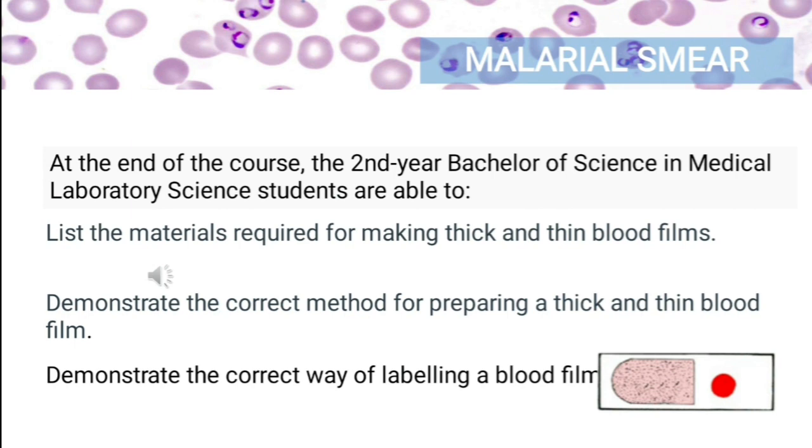Now let's proceed to the objectives of this lesson. First is to list the materials required for making thick and thin blood films. Second is to demonstrate the correct method for preparing a thick and thin blood film. And lastly is to demonstrate the correct way of labeling a blood film.